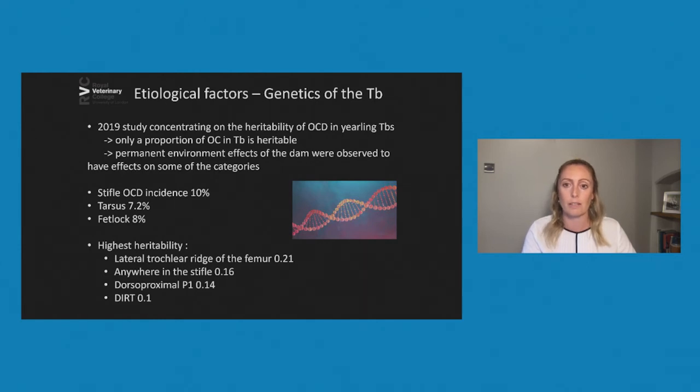When heritability has been assessed, even when taking into consideration very high error margins, the heritability estimates were significant at the stifle, hock, and fetlock. The highest heritability was found at the lateral trochlear ridge, followed by anywhere in the stifle, the dorsal proximal P1, and the distal intermediate ridge of the tibia.